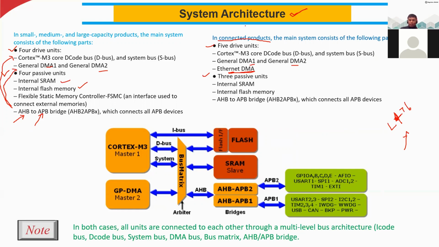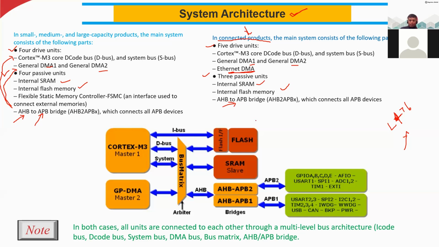Similarly, this is another type of architecture. It has a different number of drive units and passive units. Here you can see internal SRAM is there, internal flash memory, but it doesn't have the static memory. And similarly, it has also AHB and APB bridges and the connectors, buses, and so on.